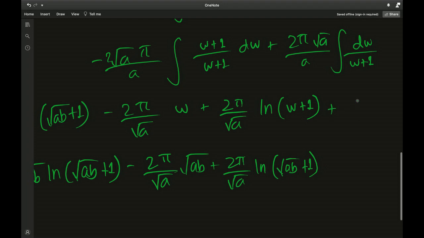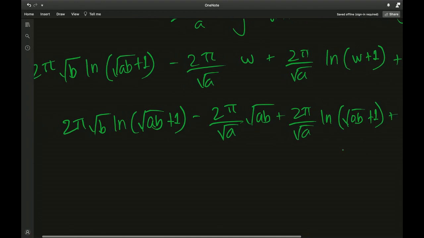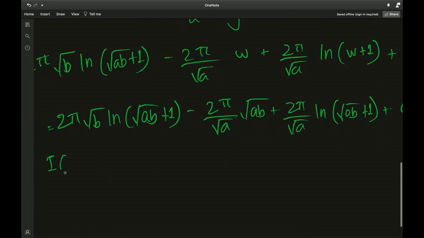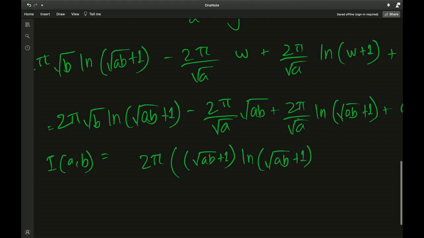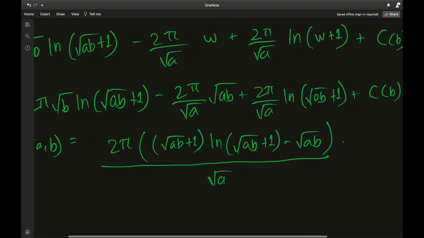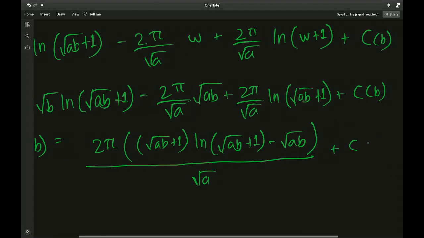But as I promised, there is a constant of integration of b, and this expression is I of ab. We can just clean this up and group some terms. We'll have 2 pi, square root ab plus 1 times natural log of square root ab plus 1, minus square root ab, having a common denominator of square root a, and this nasty constant of integration over here.